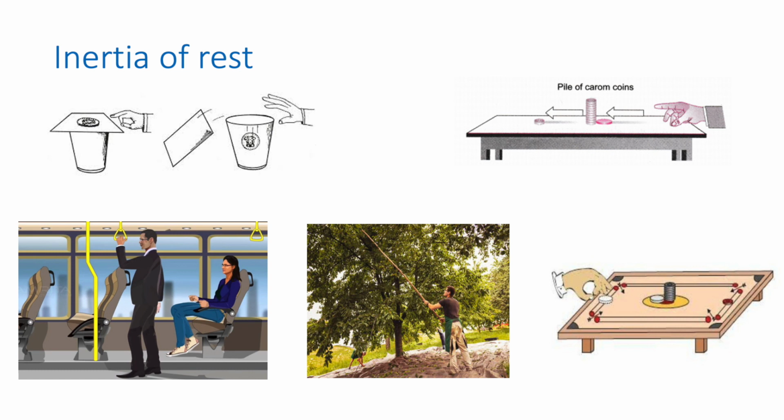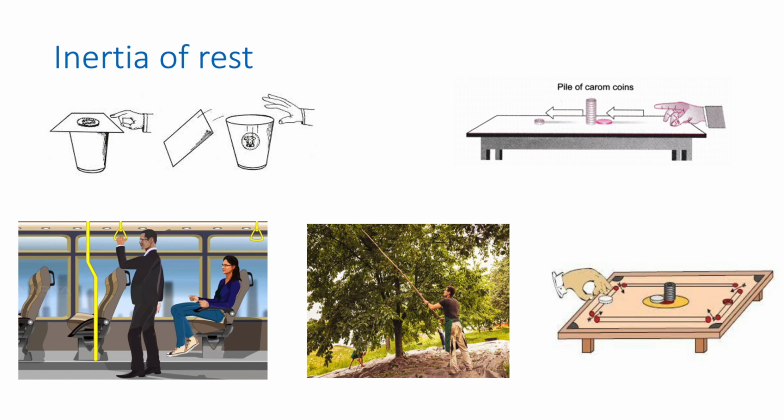Now you can see in the second picture, a person standing inside a bus. If the driver suddenly starts the bus, the lower part of his body is touching the ground, so it will move forward along with the bus. But the upper part of the body has some tendency to remain in its state of rest, so his upper part will fall backward. So he is using one handle here, otherwise he will fall down.